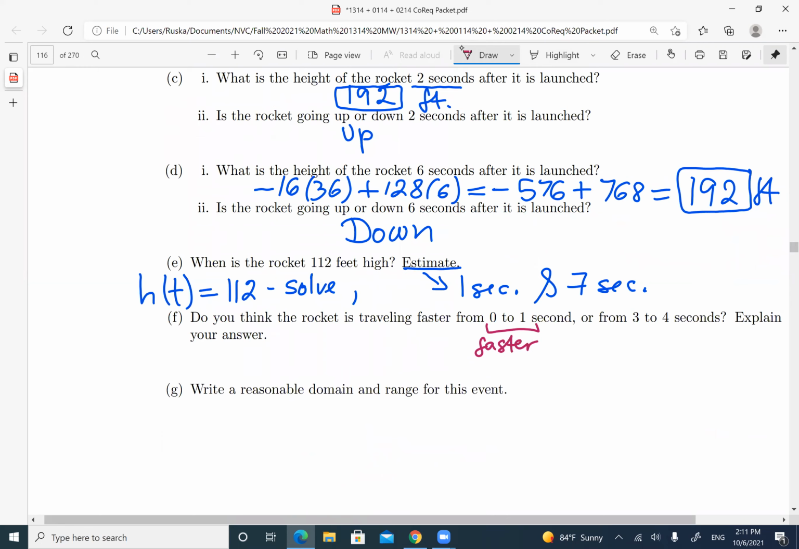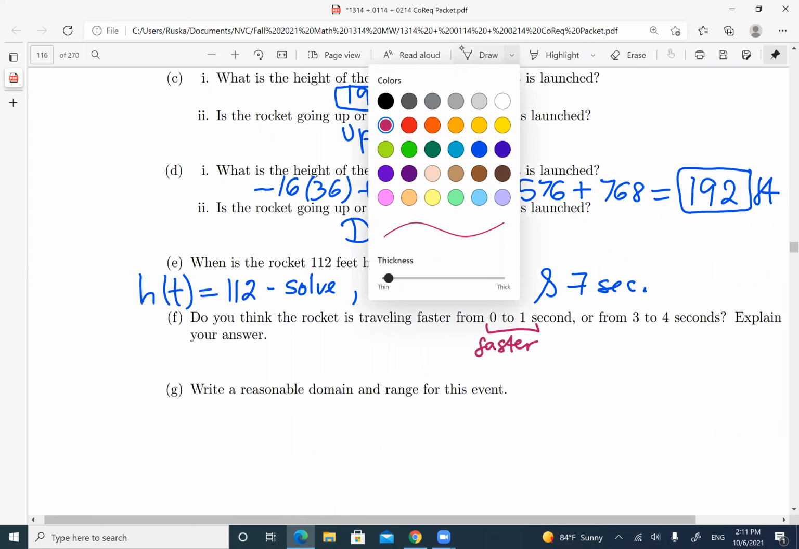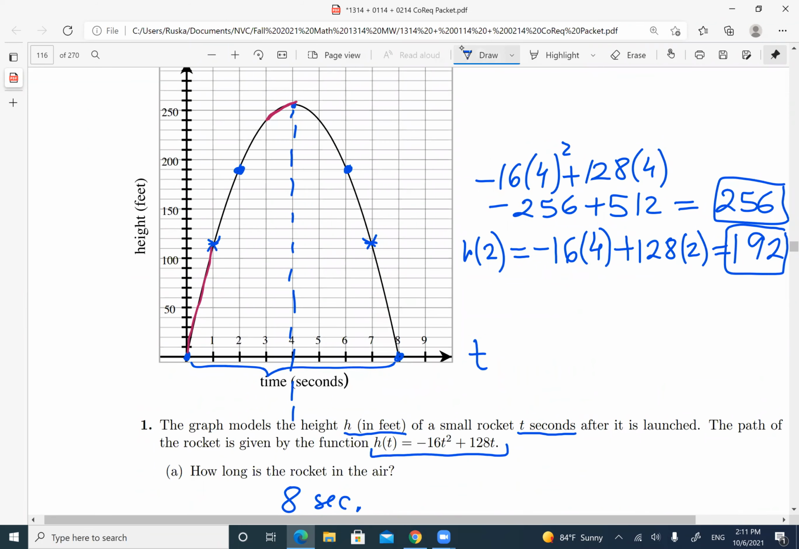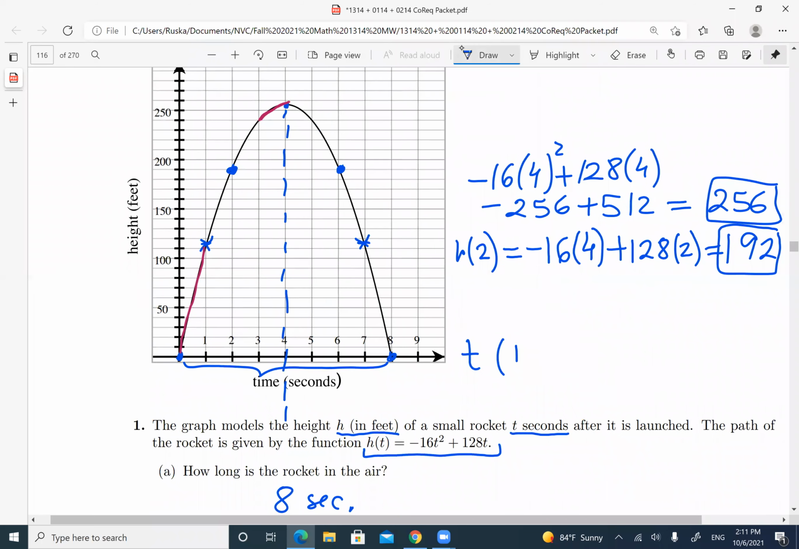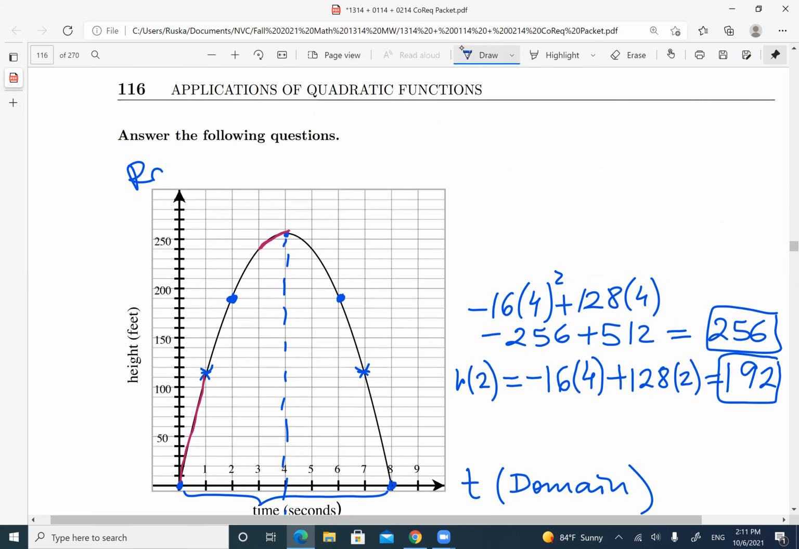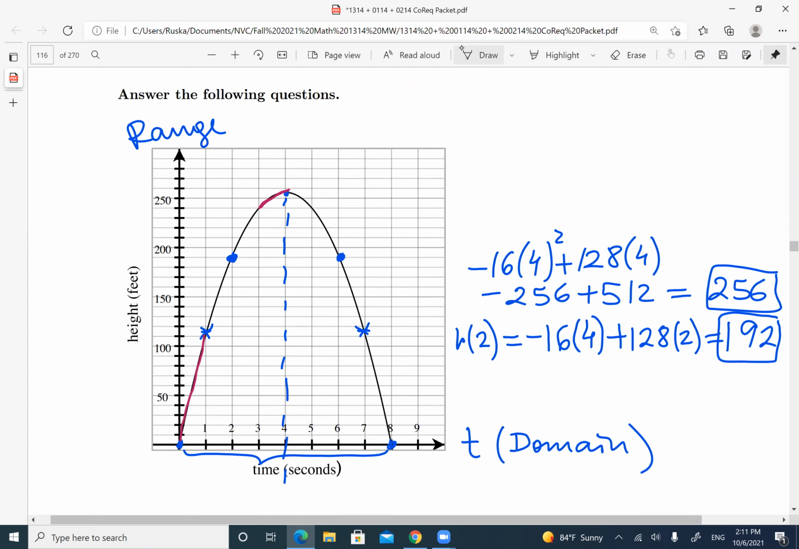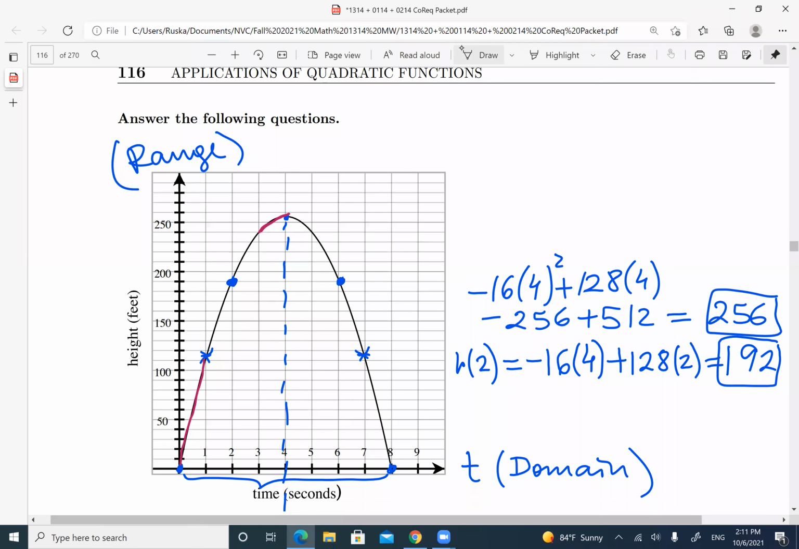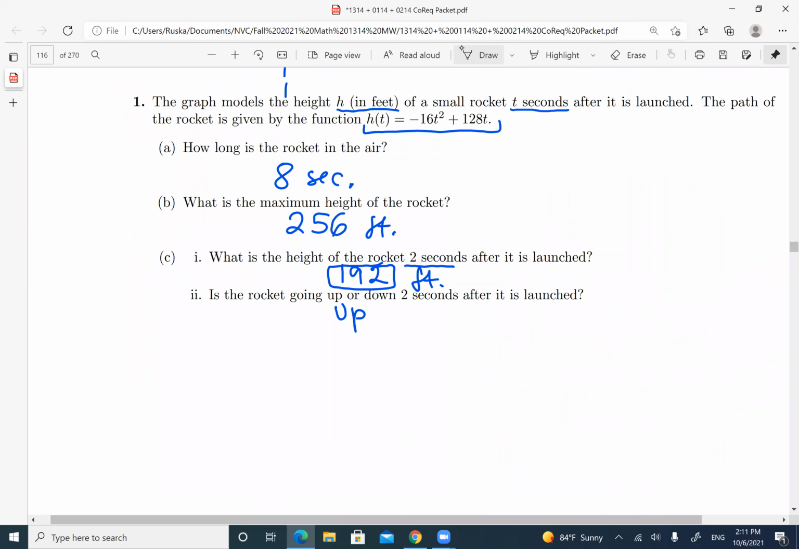Okay. The next question, write a reasonable domain and range for this event. So what is the domain? Domain is x, or t in this case. Let's look at the graph. The domain is from what? From 0 to what? 0 to 8. That's right. And the feet is the range. So 0 to 8 seconds. The domain is always the x coordinate, the range is the y coordinate. Keep that in mind. So the domain is from 0 to 8 seconds.